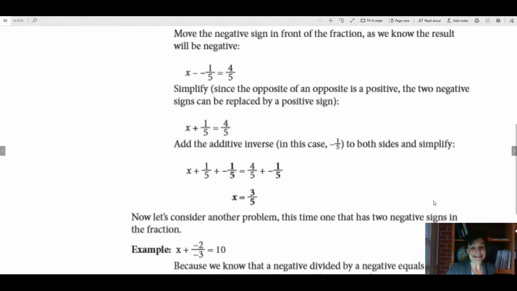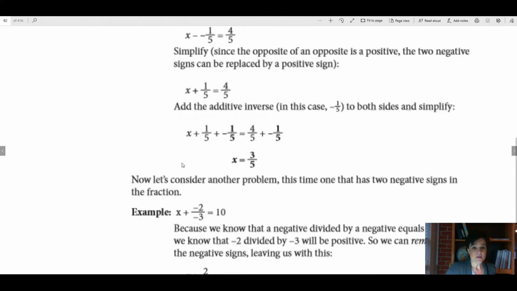Okay, so you're adding the additive inverse is basically what you're doing. Okay, so then you can do your calculations. Right here they took away 1/5 from each side, negative 1/5, and they came up with 3/5.